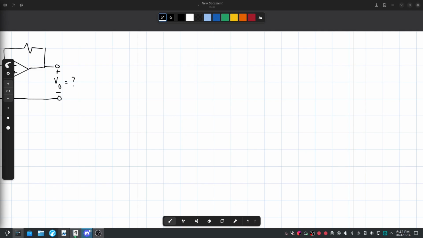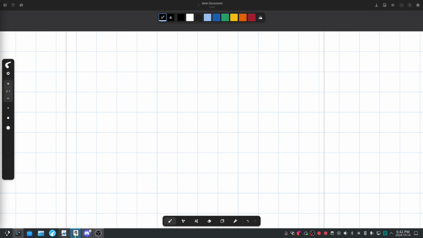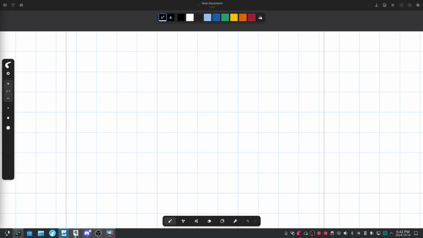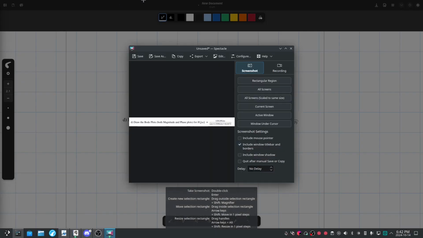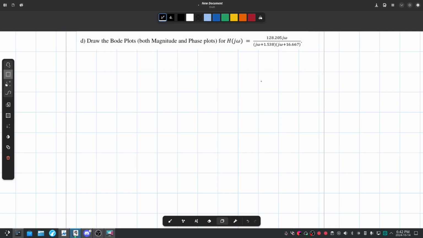Let's do Bode. Let's just get it out of the way because Bode can be surprisingly hard, but in actuality it's not really that hard. So I'm going to be doing the hardest Bode plot question from the practice midterm. I'm just going to copy it because I am not drawing the graph without a semi-log graph behind it. Let me zoom in. Actually, yeah, here we go. So draw the Bode plots, both magnitude and phase plots for this.